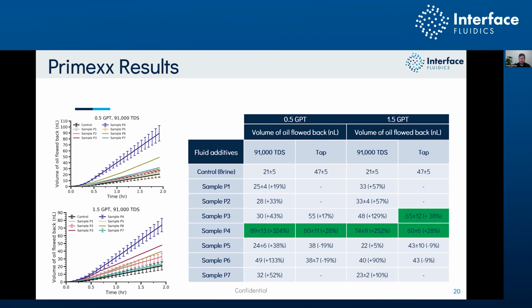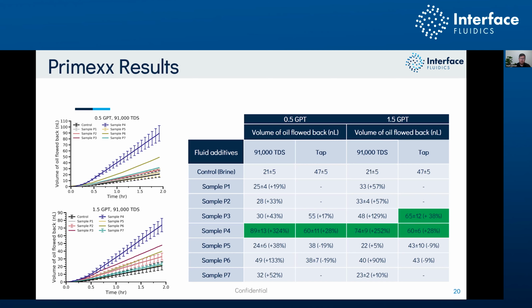Ultimately, we can see that sample P4 had the highest volume of oil flowed back, both in high saline or high TDS water or fresh water. In both cases, it performed well. Sample P3, we can see performed quite well in tap water, but in the field, they're moving to this produced water scenario, so it was not an appropriate product to use in the high TDS systems. And so we can see not just that we're producing more oil, but actually using produced water, in this case, improved the performance of the surfactant.